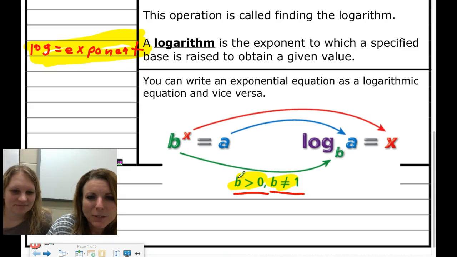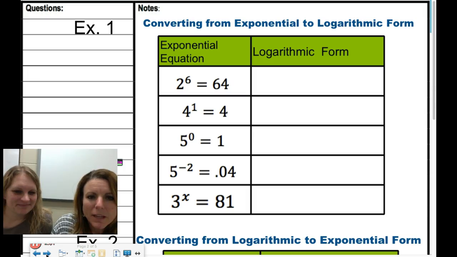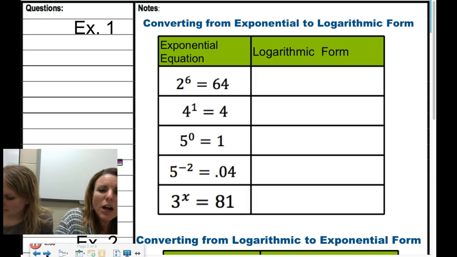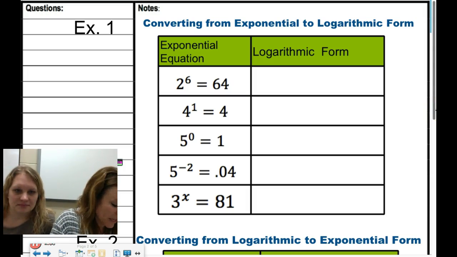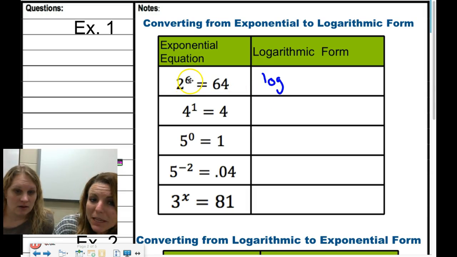Next page. Let's do this. You're honestly going to think this is really easy. So let's go through these. We're going to go from exponential. We're going to write the word log, and our base is going to be 2.